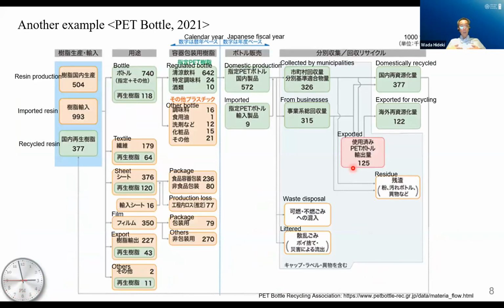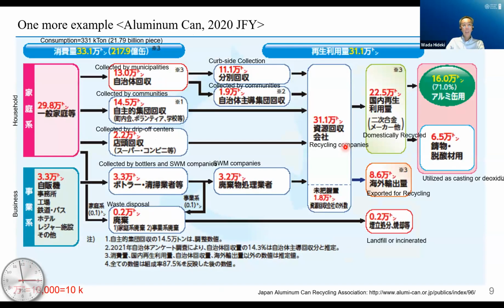And I want to introduce another example of material flow for PET bottles in 2021. This is drawn by the Industrial Association for PET. The material flow of PET bottles is developed periodically by the Industrial Association. And also, this is an example for aluminum cans, also developed by the Aluminum Recycling Association of Japan.